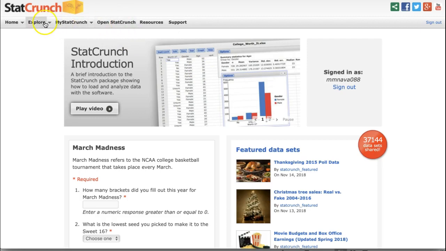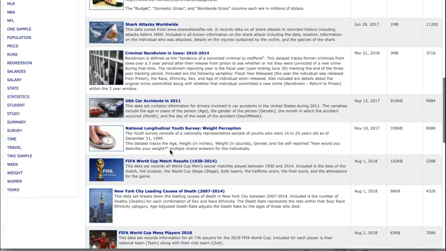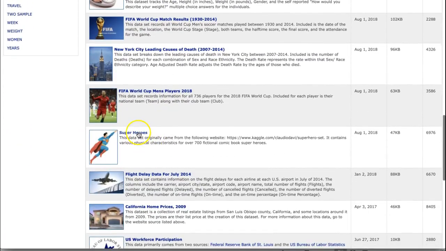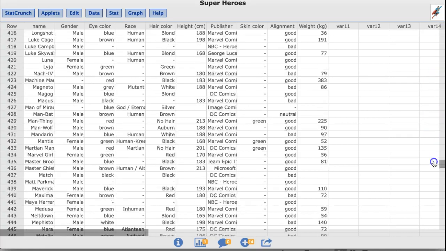Okay, so let me go to Explore. I think it's in featured data. Yeah, it's right here, Superheroes. Let's click here. Real quick, this is the data set. My population is superheroes, from Marvel and DC Comics and some other comics. From my population, I'm interested in some information on the superheroes. There are over 700 of them here.